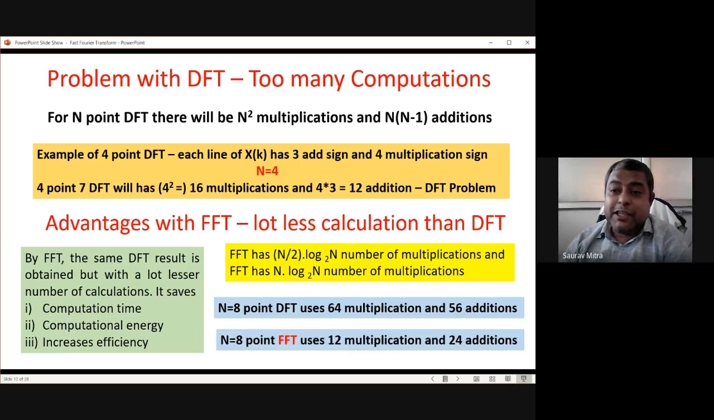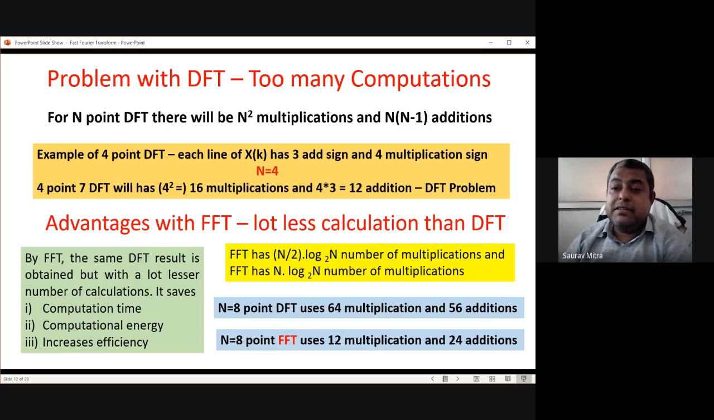And what is the efficiency increment in FFT compared to DFT? We have done the numerical for that. That also I will show you. So what is the advantage with FFT? Why FFT? First thing is a lot less calculation than DFT. This is the one and only reason. By FFT, the same DFT result is obtained, but with a lot lesser number of calculations. It saves computation time, it saves computational energy, and it increases the computational efficiency. And as computational energy is saved, the battery lifetime will be more.